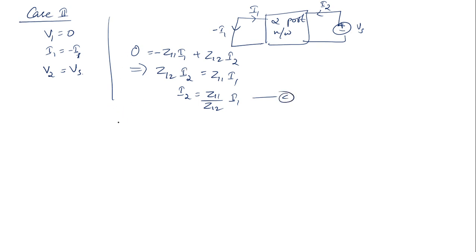If you take the second equation of the Z parameters, V2 is equal to Vs. So Vs is equal to Z21 I1, and here you have minus I1, plus Z22 I2. Now you have got equation C, and you can substitute it over here. So you will get Vs is equal to minus Z21 Z11 by Z12 I1 plus Z22 I2.